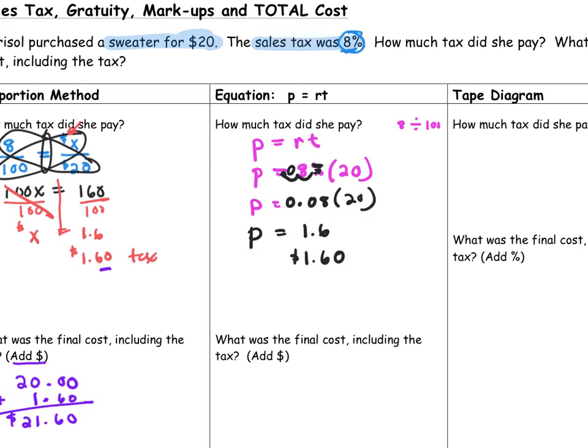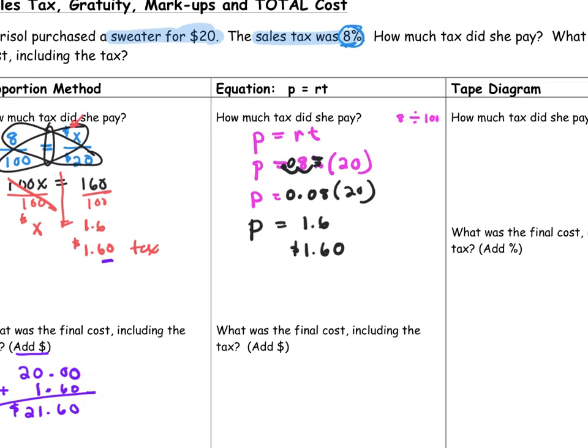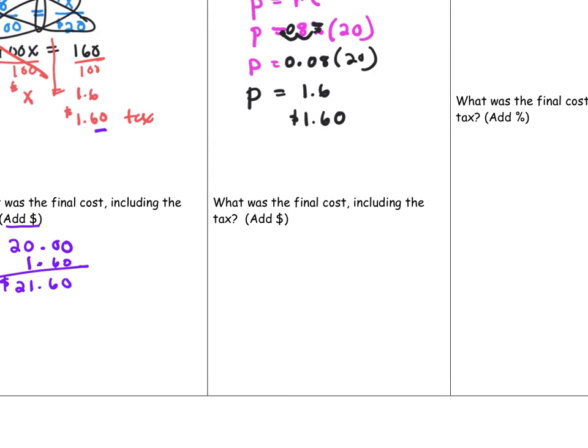And if you use this method, the good news is the final step is exactly the same. We're now going to take the $20 that Marisol paid for the sweater, and we're going to add $1.60. We're going to get exactly what we had using the proportion method. So this second step is the same, to add the tax. So now let's try the tape diagram.